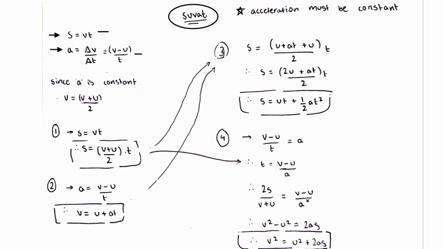So (v plus u) into (v minus u) is basically a difference of squares. So you use the difference of squares formula, and you can just take v square minus u square. And even if you take it the normal way by expanding the entire thing, it'll give you the same answer. And a will come here and become 2as. So then the final equation will become v square is equal to u square plus 2as. And that's your fourth SUVAT.